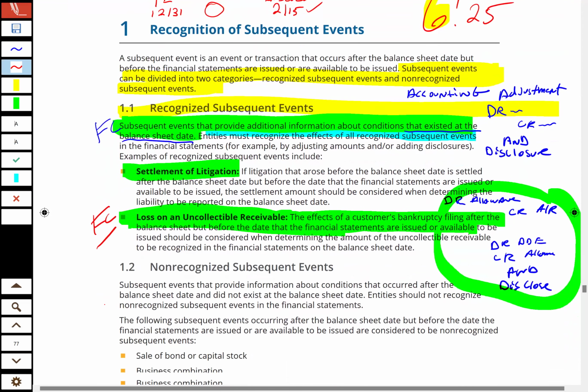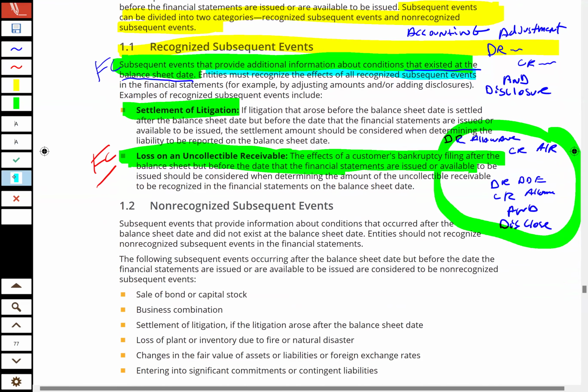Okay. Now, non-recognized subsequent events. Okay. And I want you to put down here: no adjustment, but must be disclosed. Okay, so now what happens?